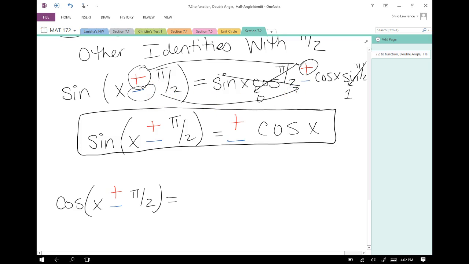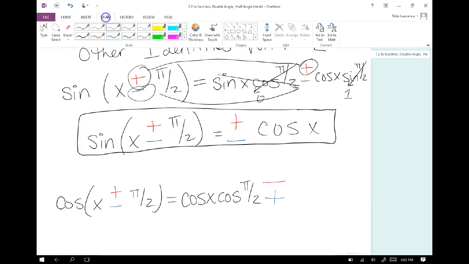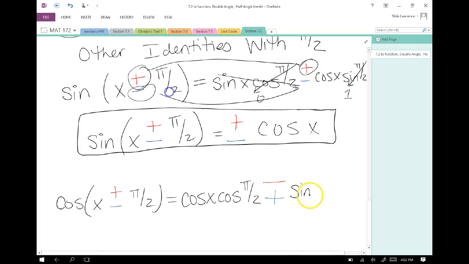Cosine's the exact opposite. He's mean, he's greedy, and he doesn't like to share. He's going to change the sign on you. So cosine is going to go ahead and take both of those angles to start with. So we're going to have cosine x, cosine pi over 2. He's greedy, he's going to take them both. And then he's going to switch the sign on you. So if your problem had a plus in it, he's going to change it to a minus. If your problem had a minus in it, he's going to change it to a plus. And then once he's had his turn with both of the angles, he's going to let sine have a turn with both of the angles.